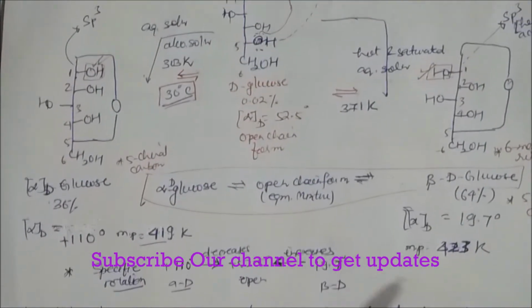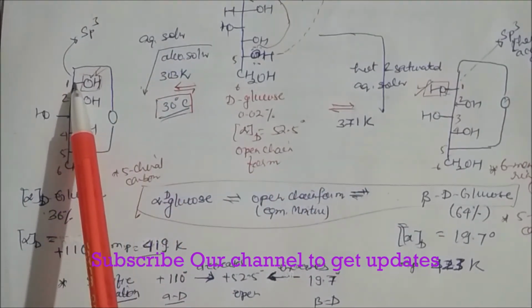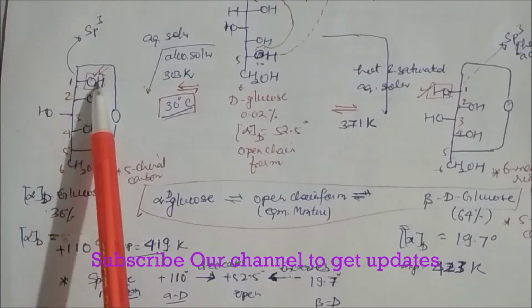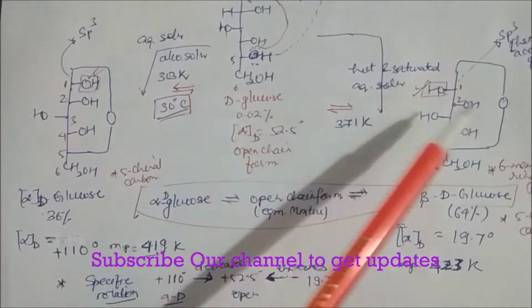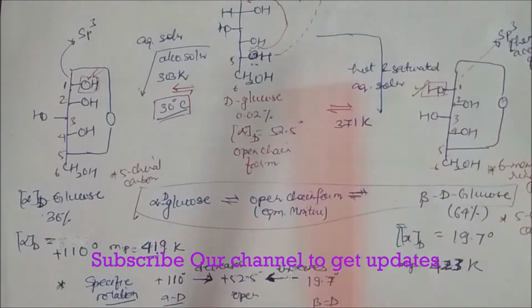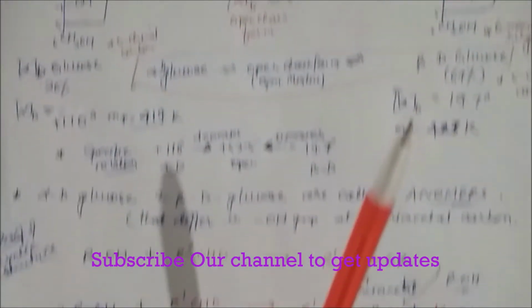So what is hemiacetal carbon? This carbon is called hemiacetal because it is attached to OH and OR. Here this is OH and OR, so this carbon one is called the hemiacetal carbon. So the sp3 carbon is hemiacetal.